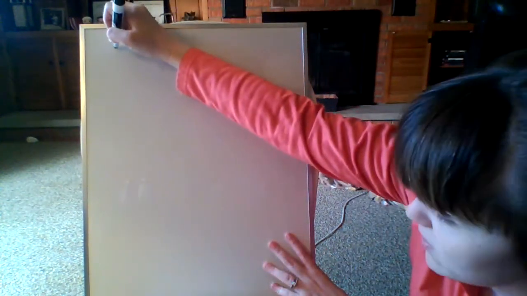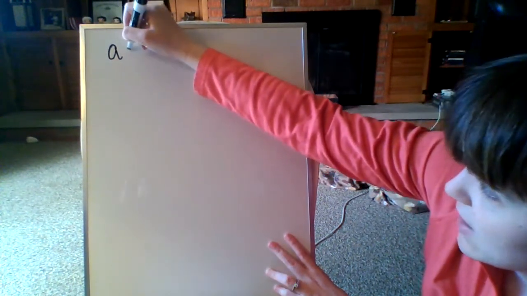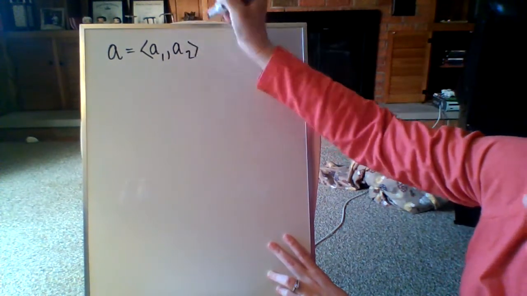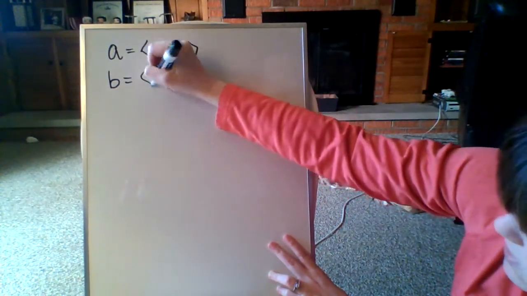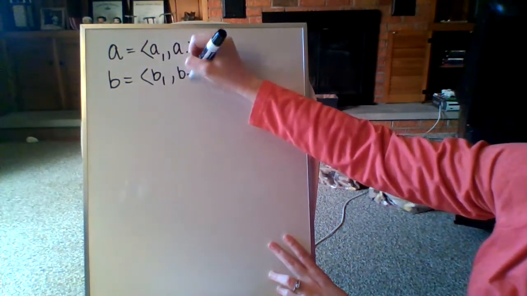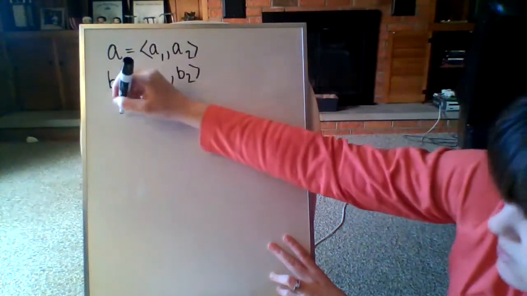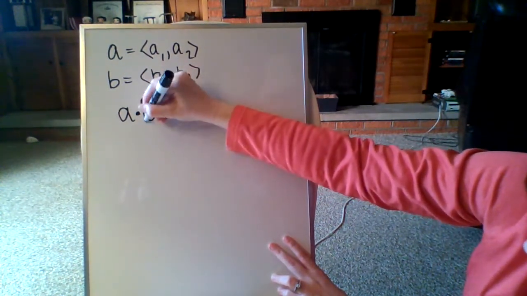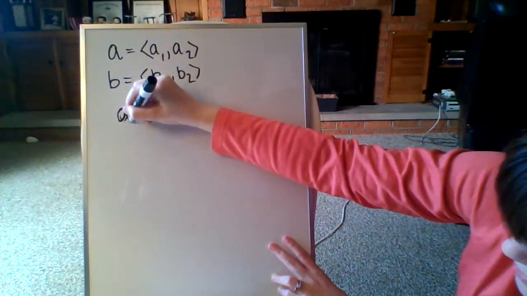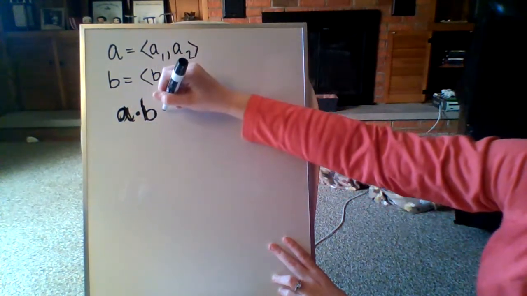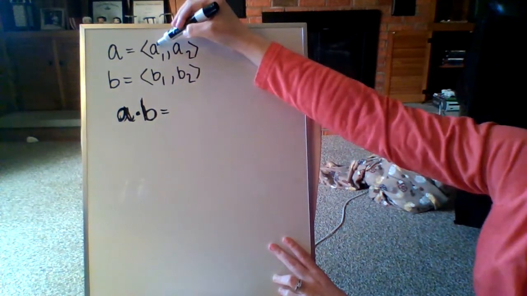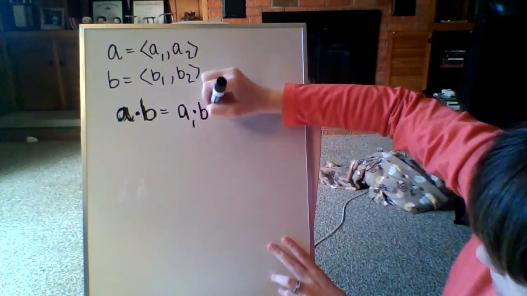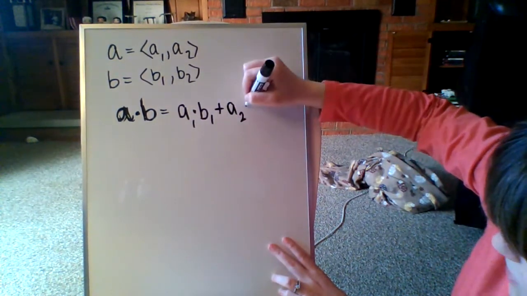If you're given two vectors, vector A with components A1 and A2, and vector B with components B1 and B2, the dot product is represented like this. These are both bold letters, A and B. And their dot product is going to equal A1 times B1 plus A2 times B2.